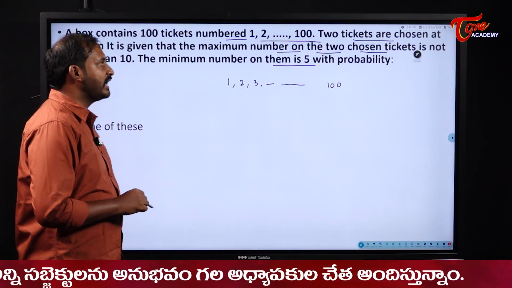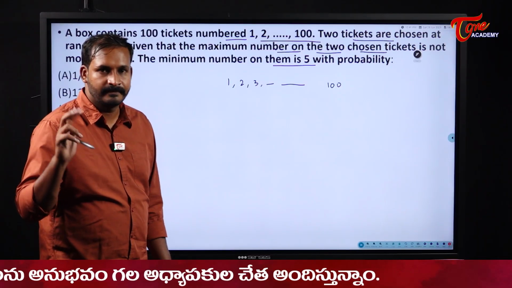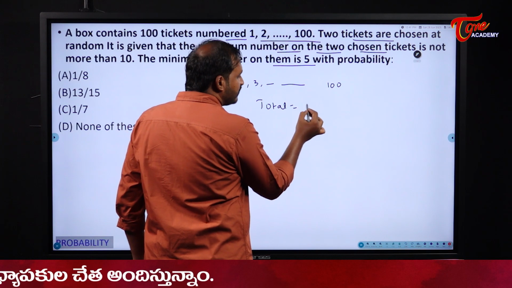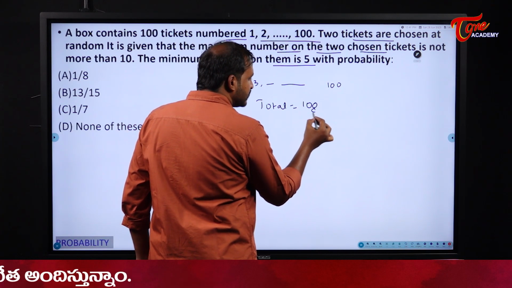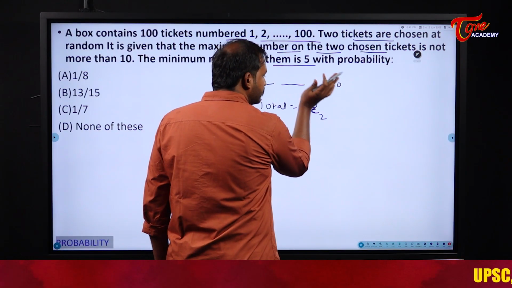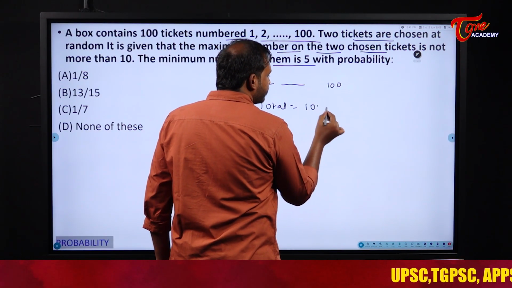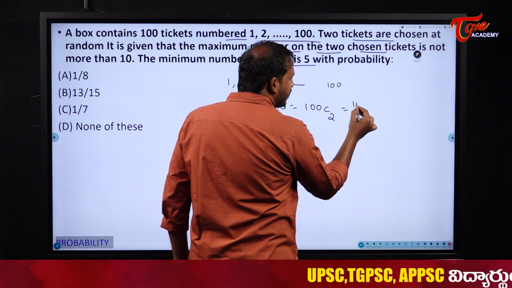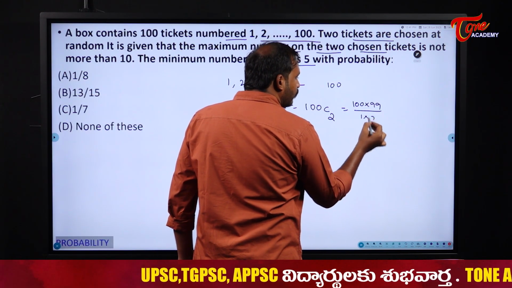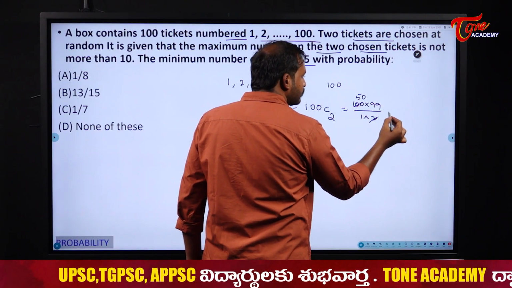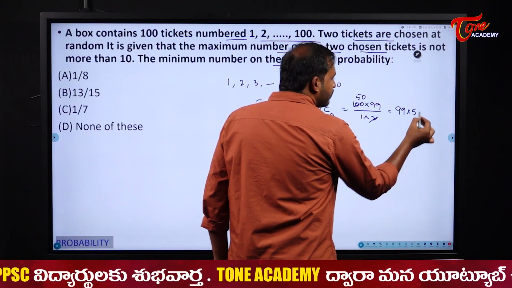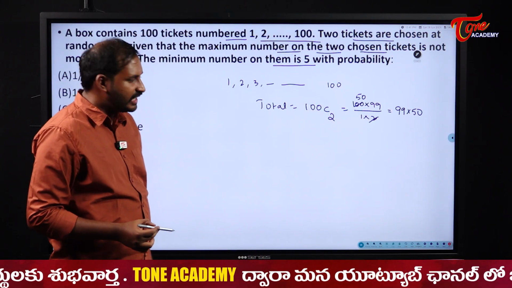First of all, from 100, I need to pick how many tickets? 2. So, tell me the total number of chances. It will become 100C2. So, 100C2 means 100 into 99 by 1 into 2. 2 ones are 2, 2 50s are 100. So, it will become 99 into 50. So, the total number of chances for me here is 99 into 50.